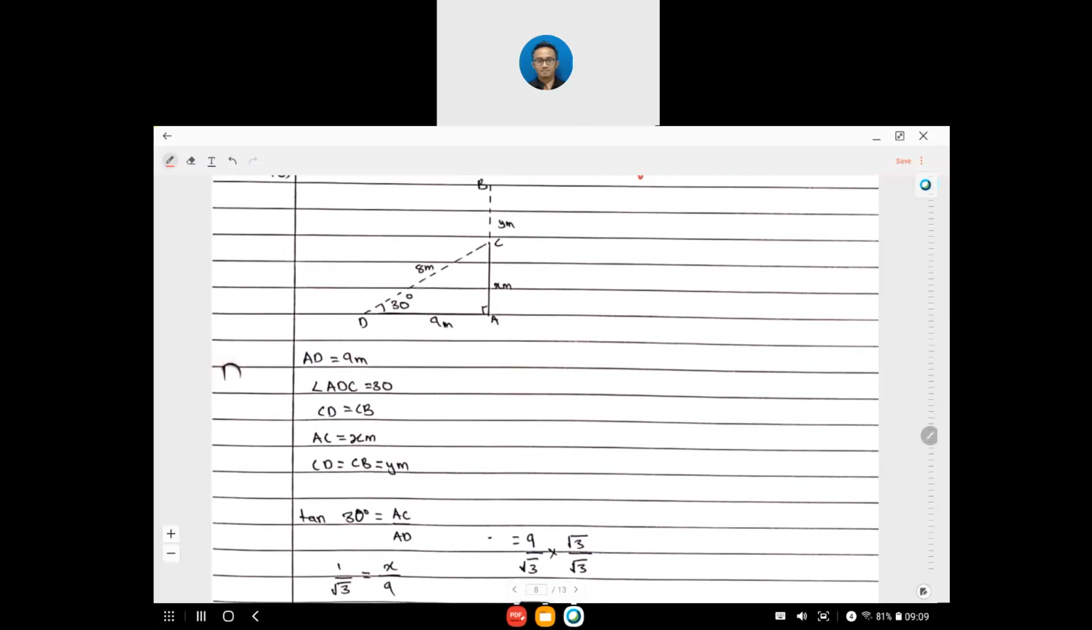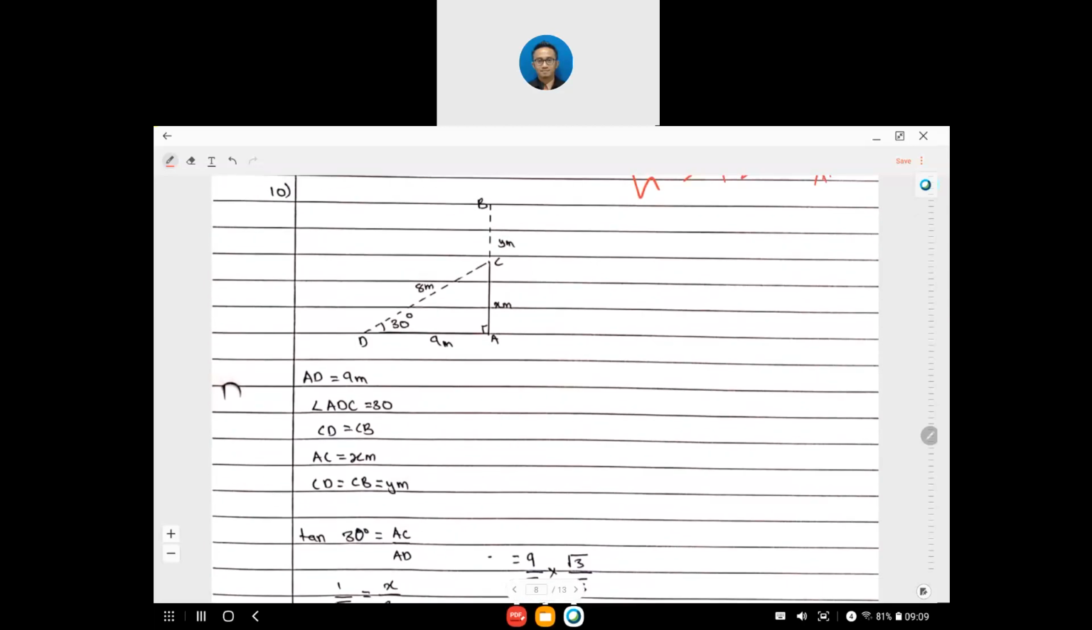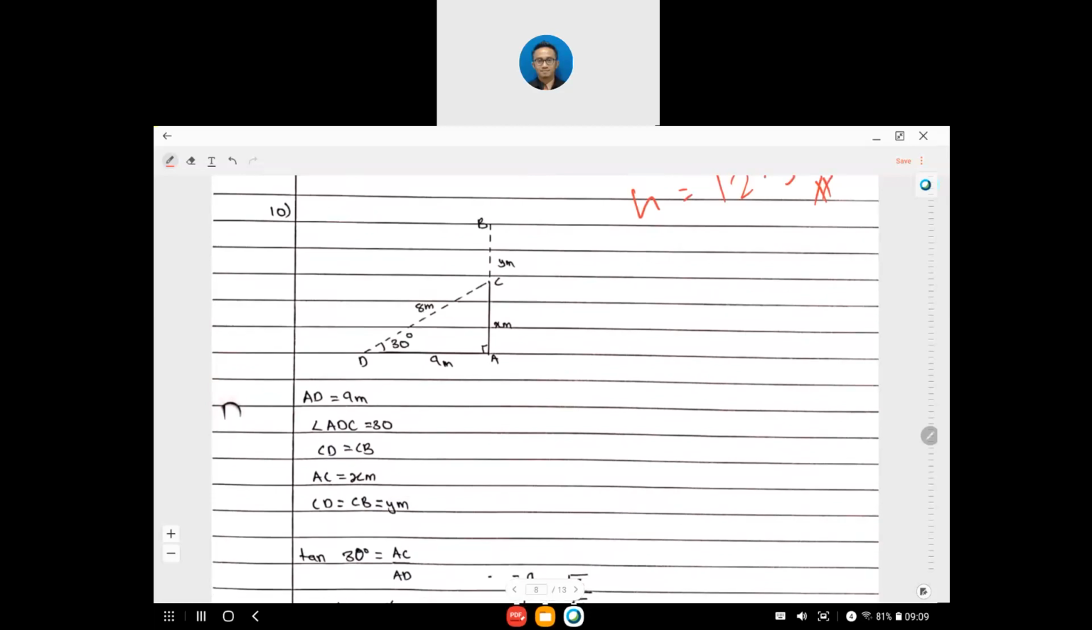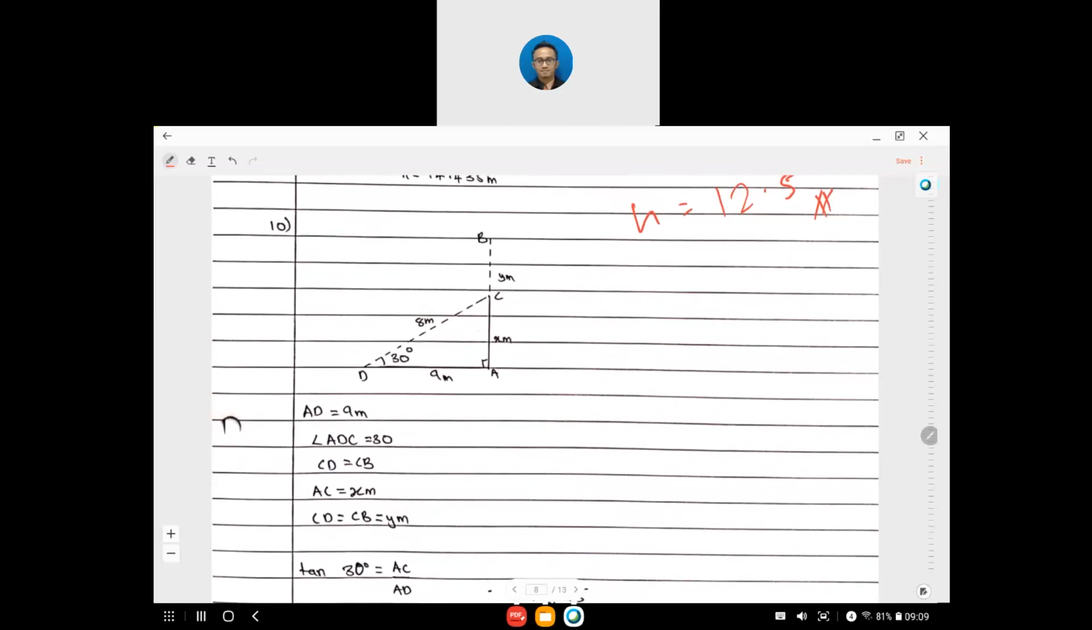Okay, question number 10. So you can find, this is your drawing, 30 degree, 9 meter. Okay. How you know this one is 8? Mustahil that one is 8 meter. Because this one is hypotenuse. How come your hypotenuse more longer than your base? So your drawing is something like this only.